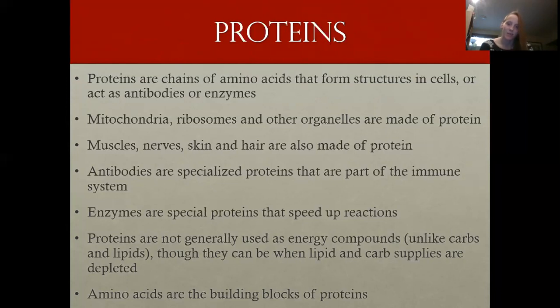Antibodies are just specialized proteins that are part of the immune system. We'll talk about that when we get to the immune system portion of this unit. Enzymes are special proteins that speed up reactions. We'll talk about them in the next lesson.